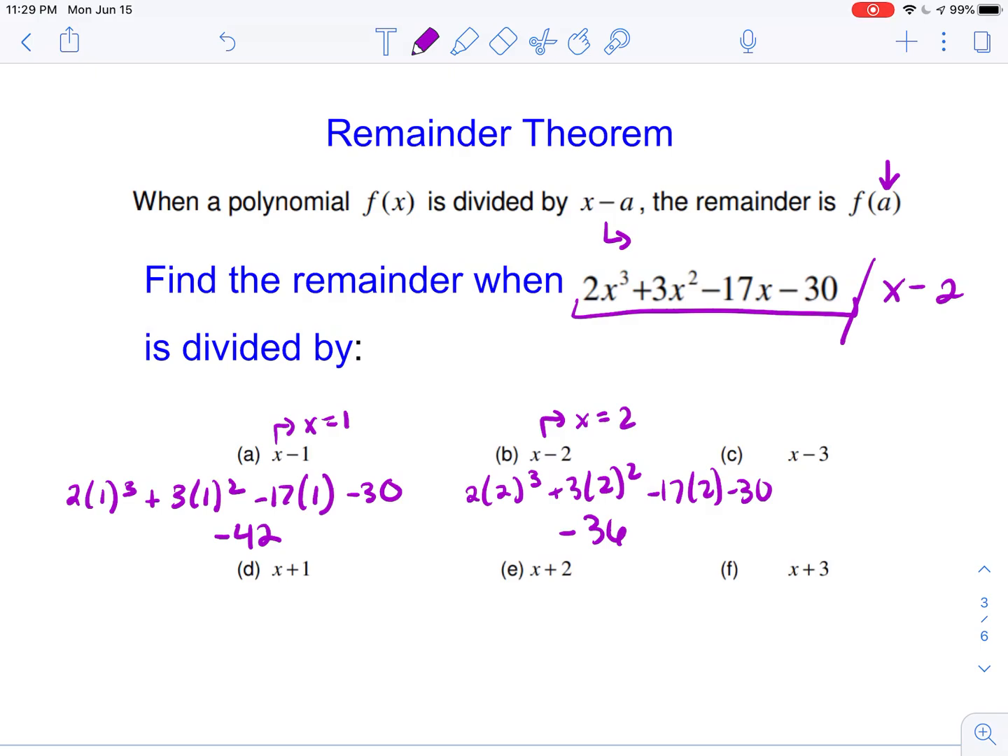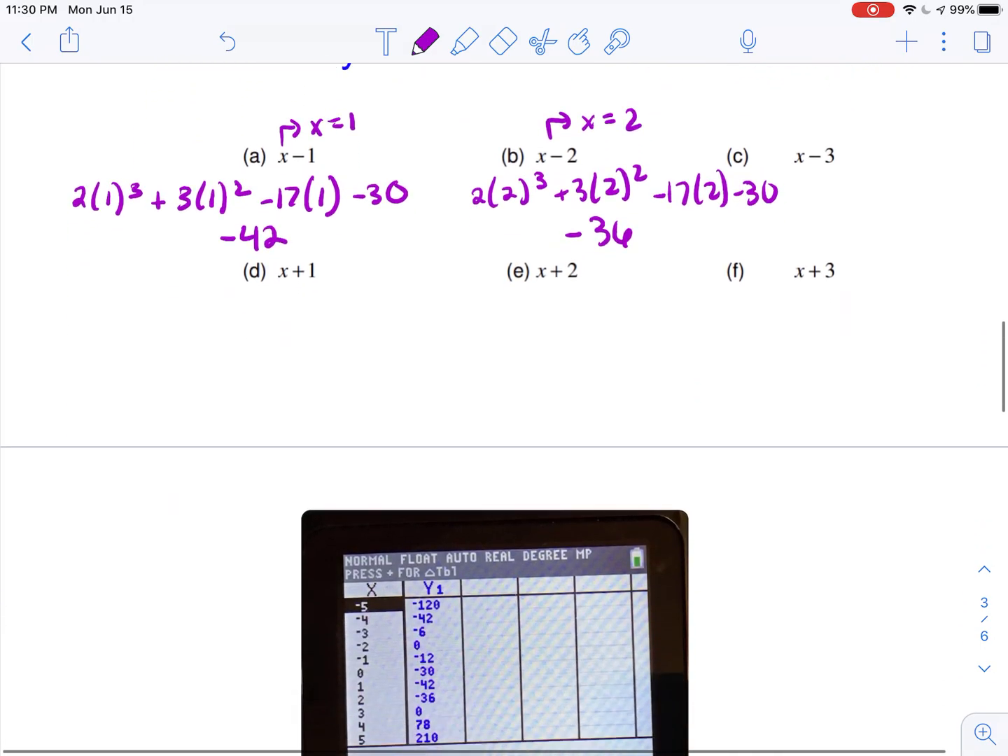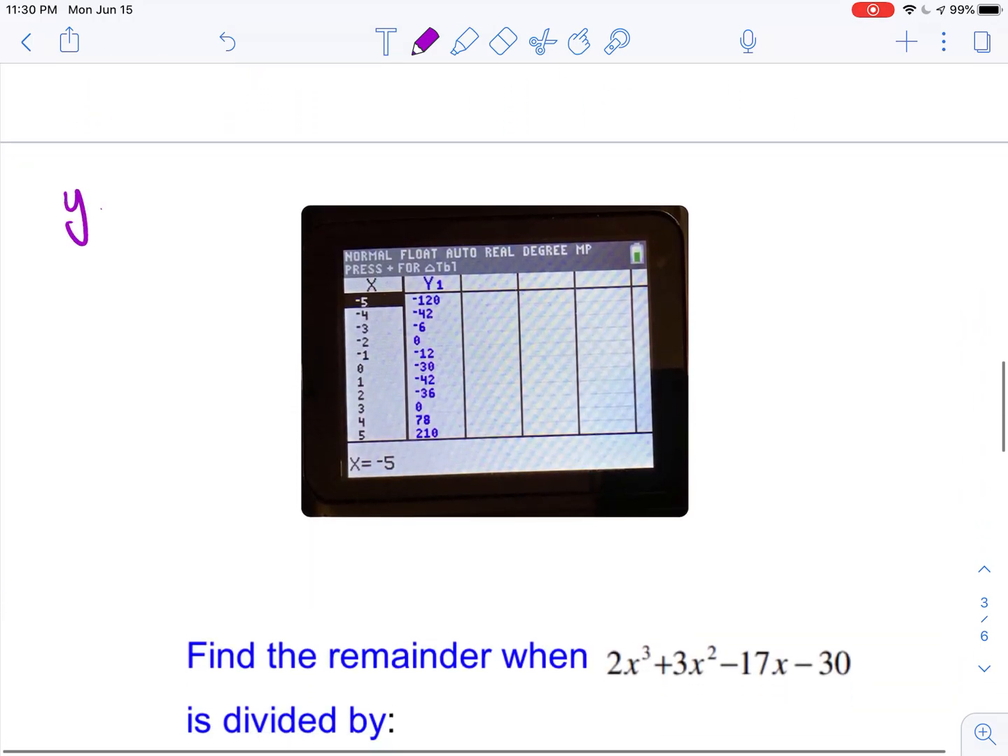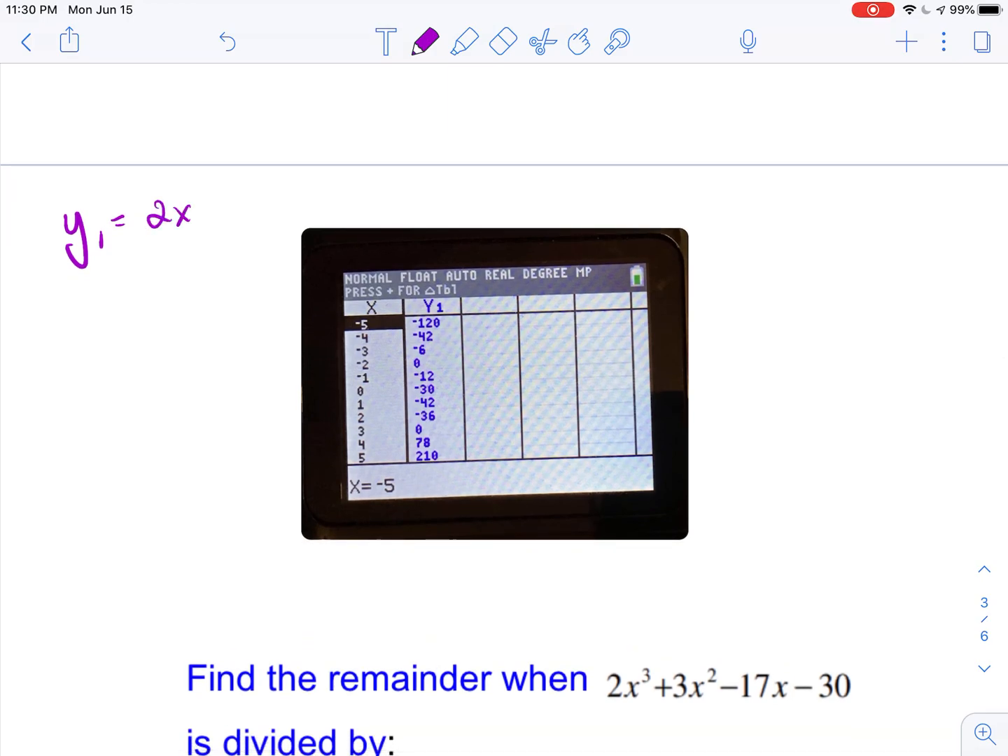Now, if this was a short answer, you definitely would want to show the substitution. But we're here to try and maximize the points that we're going to get. So one way to get a nice evaluation for these without plugging it in every single time and typing it into your calculator is actually to use the graphing function of your calculator. If I plug into my y1, 2x to the third plus 3x squared minus 17x minus 30, and look at my table, I can actually get all of the values for the given things I'm supposed to be plugging in.